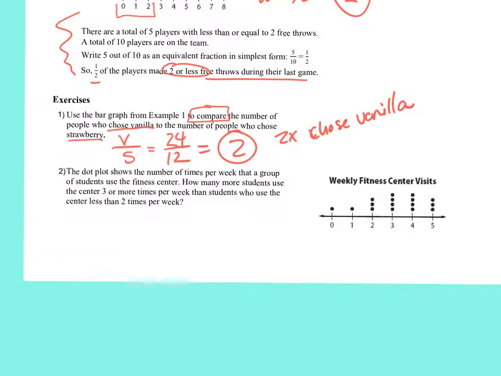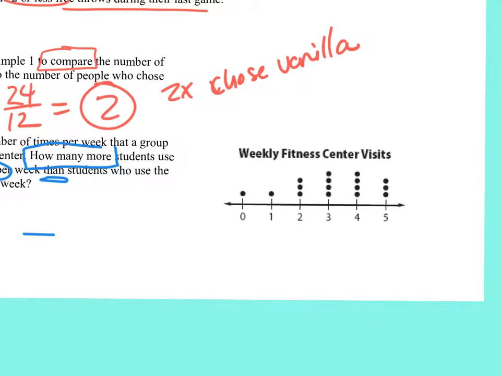Okay. The dot plot. So the weekly fitness center visits. The dot plot shows the number of times per week that a group of students use the fitness center. How many more students use the center 3 or more times per week than students who use the center less than 2 times? So how many more tells us we're going to be subtracting. So if it says 3 or more, I'm going to include 3, and I'm going to count all of those dots. So 3 and over.